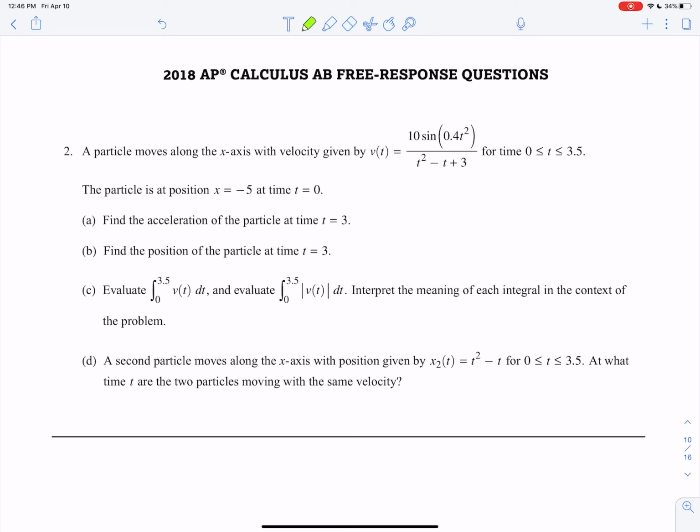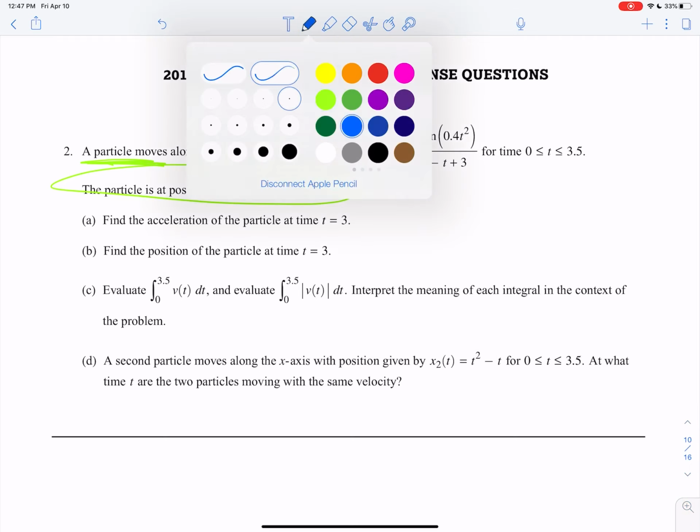Here's 2018 question 2. It's looking like a particle motion problem. Okay, says so right here too. All right, so they give us velocity. Okay, and they tell us at t equals 0, the position is at -5, so we have a starting value here. Okay, we'll keep that in mind for later.